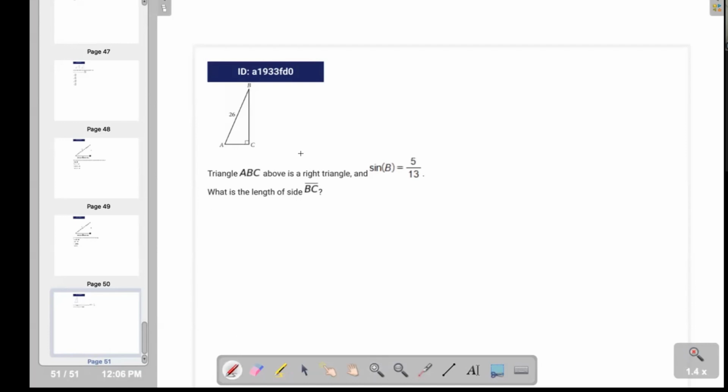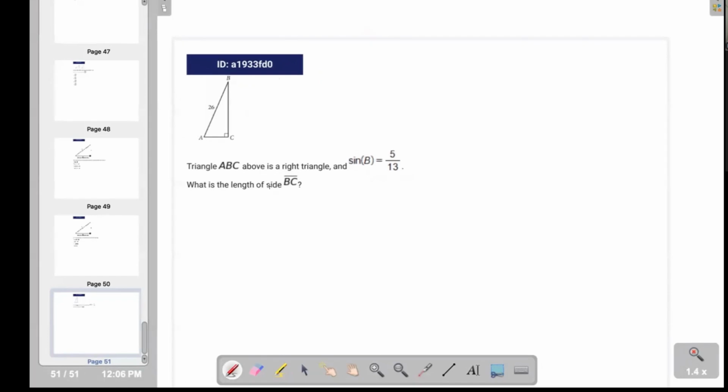So we're going to have: triangle ABC shown above is a right triangle and sine of B is equal to 5 over 13. What is the length of side BC? Okay. Sine of B. Sine of B is basically, we're calling B an angle right here. So you're taking the sine of this angle.